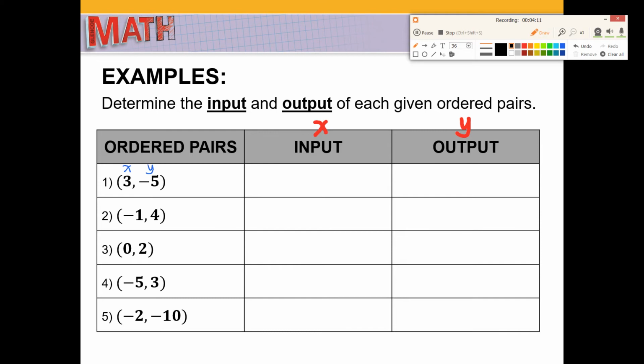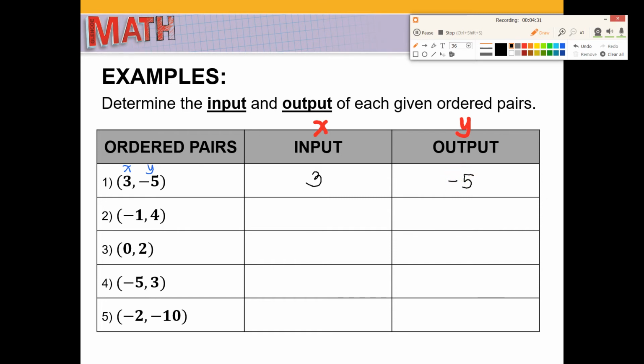In the first ordered pair, the given is (3, -5). And the input, we all know, is the x value or the first number. So here it will be 3. And then the output would be -5, or the second number.